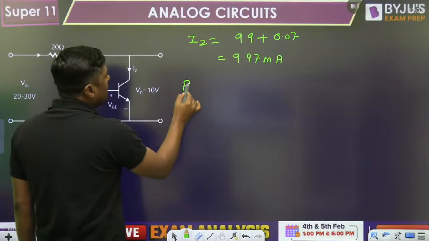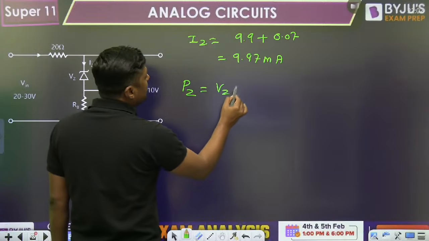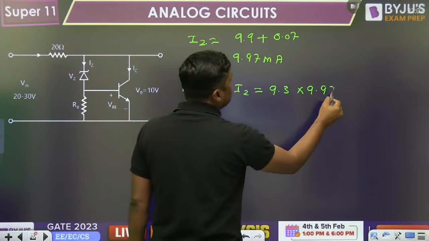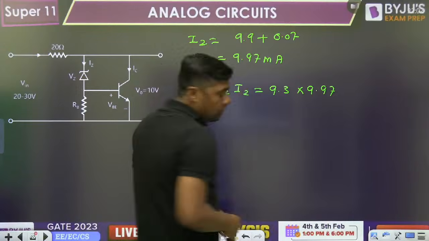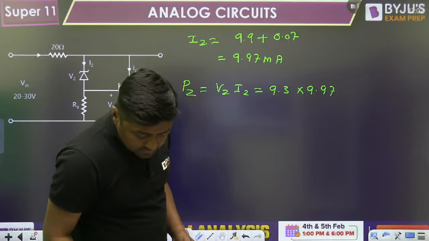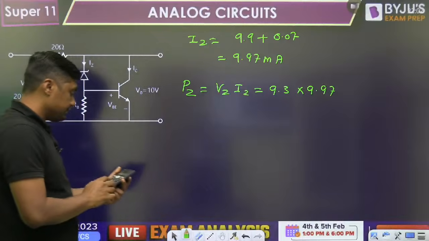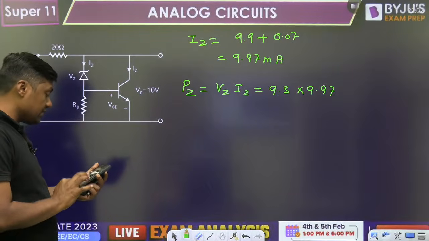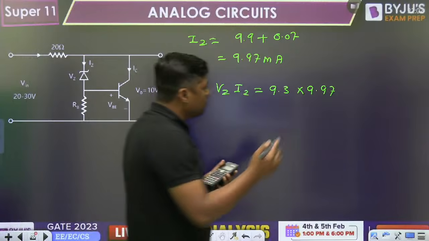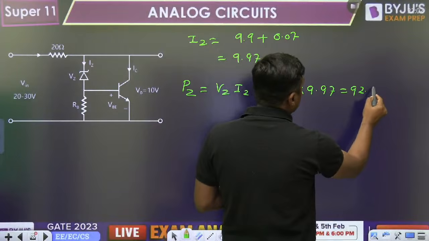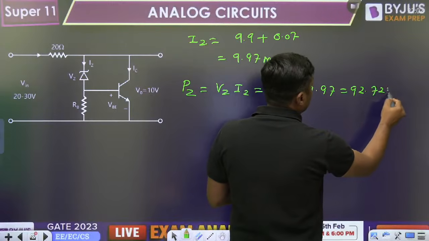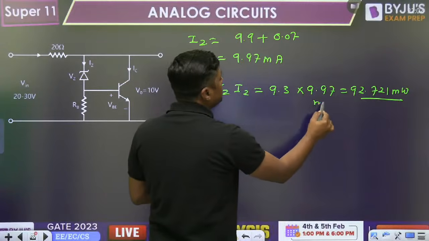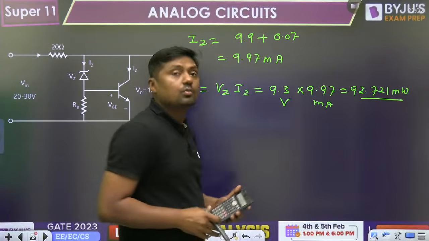So what is the power dissipation across the Zener diode? VZ into IZ. 9.3 into 9.97. You can find the value. Easy guys, easy. 9.3 into 9.97 is 92.721 milliwatt. Why milliwatt? Because this current is in milliampere and this is in volt, so this is in milliwatt.